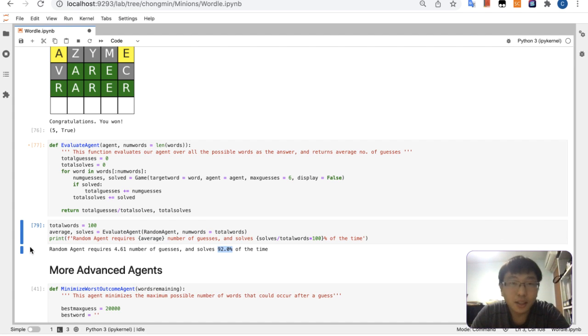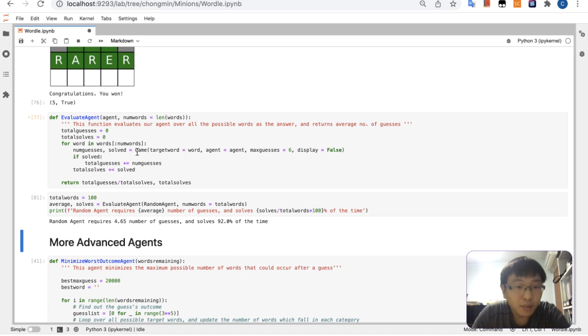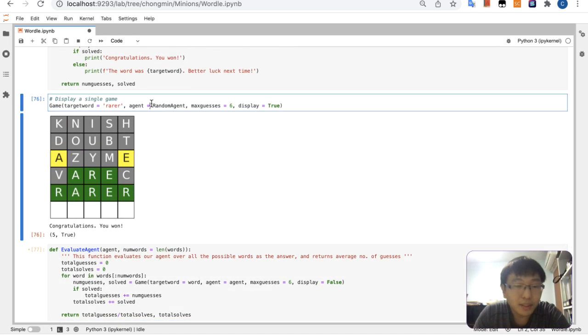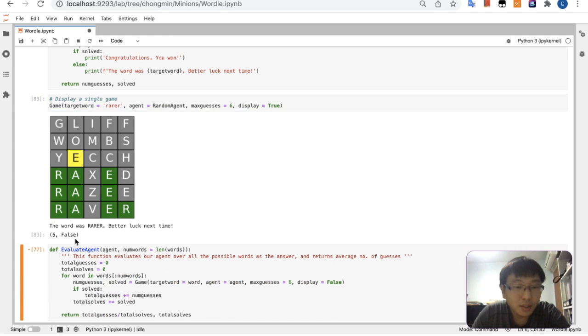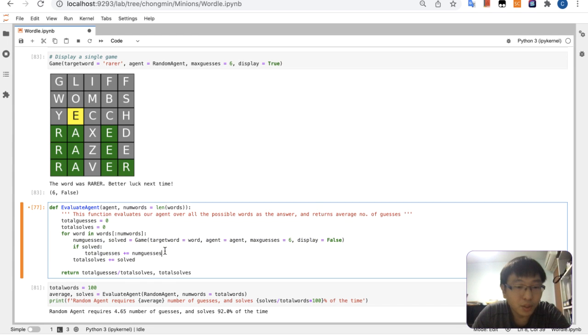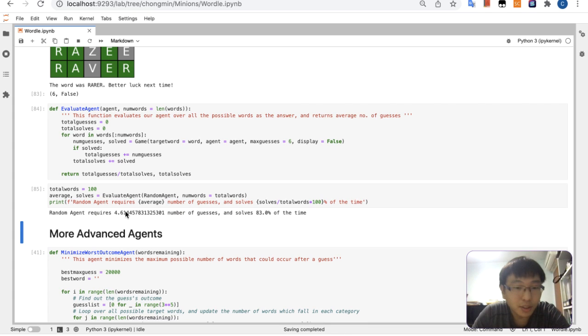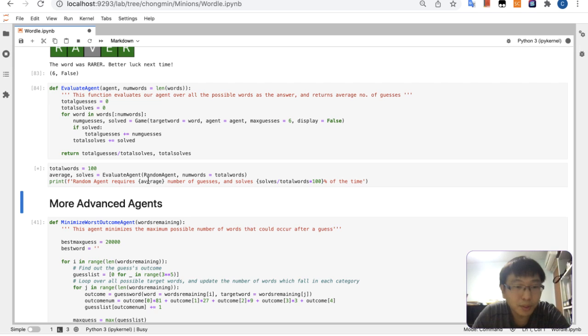Okay, so the random agent actually is not bad, right? You just do a random solve, and over here we limit our max guesses to 6. So only when it's solved do we add up the total guesses. So on average, the random agent requires about 4.6. It solves pretty poorly though. Sometimes it's good, sometimes it's bad. It's really random, as the name suggests.